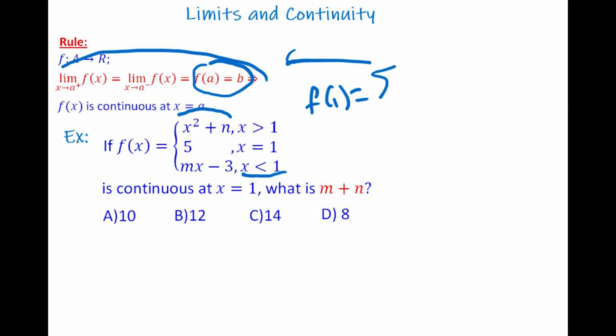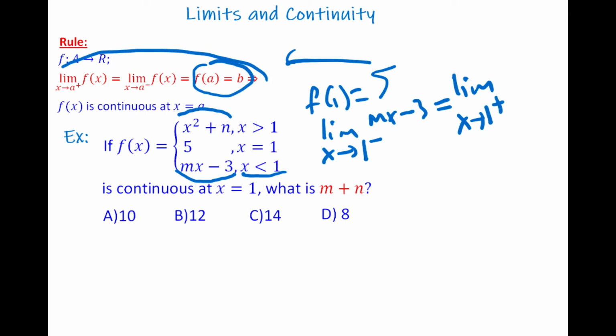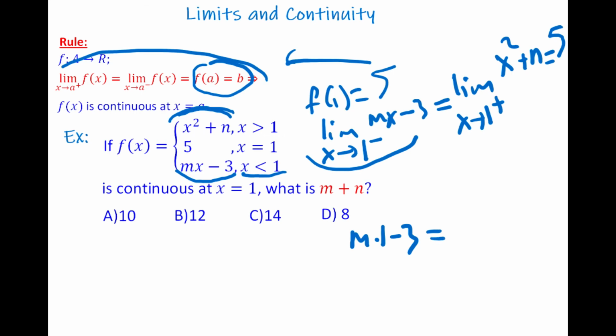That means, in other words, when x goes to 1, the left limit has to be equal to 5 as well. So let me write it here. Limit when x goes to 1 from the left. This is our function that we're going to apply. mx minus 3 has to be equal to, guys, limit when x goes to 1 from the right. This is our function, which is x squared plus n, and they are equal to each other, and they have to be equal to 5, guys. So here, for the first limit, if you put 1 instead of x, what are we going to have? We're going to have m times 1 minus 3, and then has to be equal to, guys, here, if you put 1 instead of x, we're going to have 1 plus n, and all of them should be equal to 5, guys.